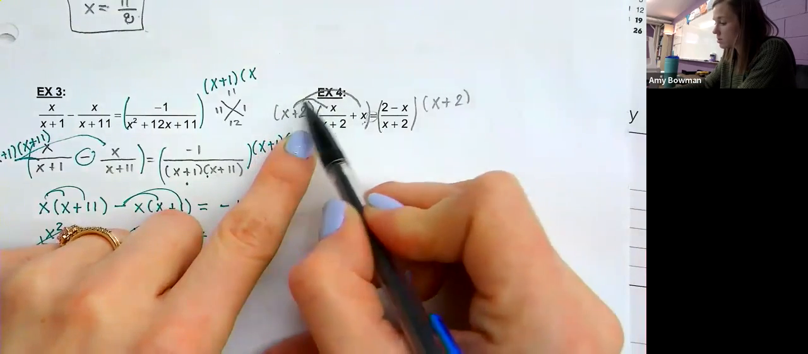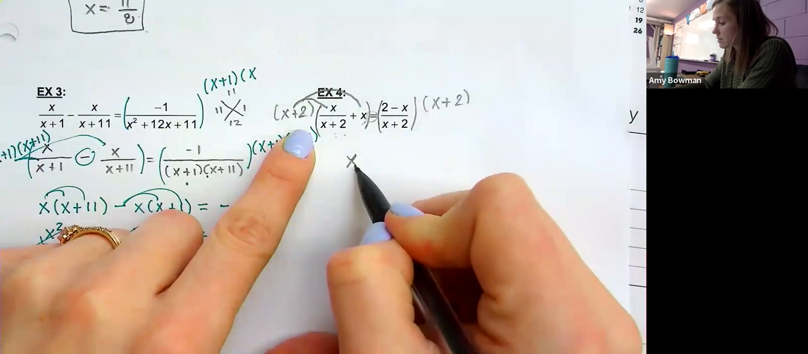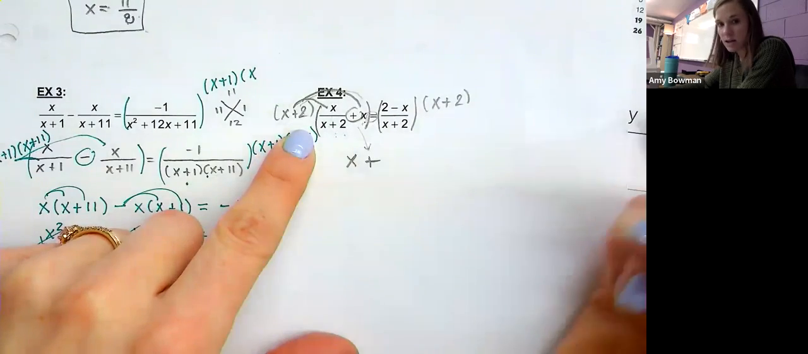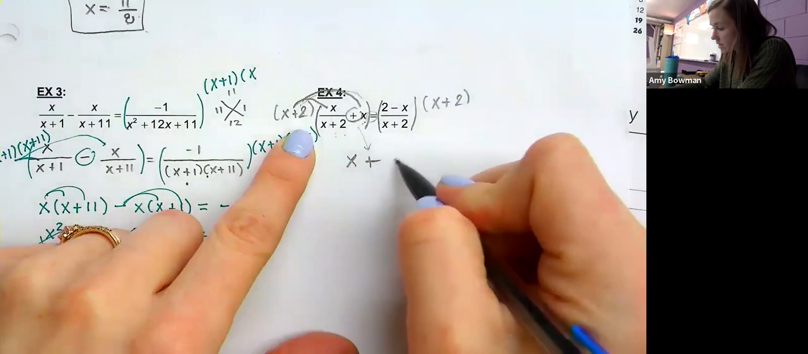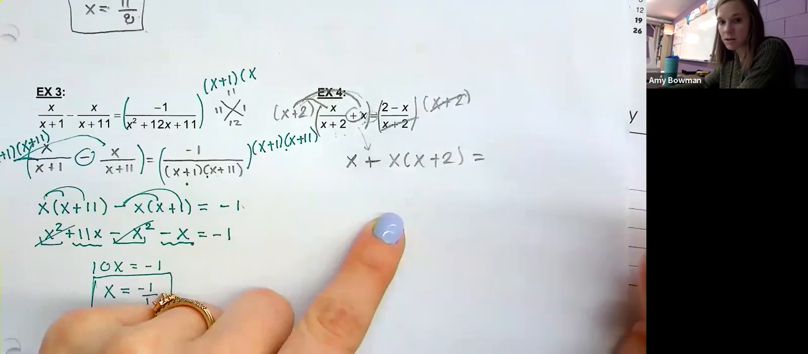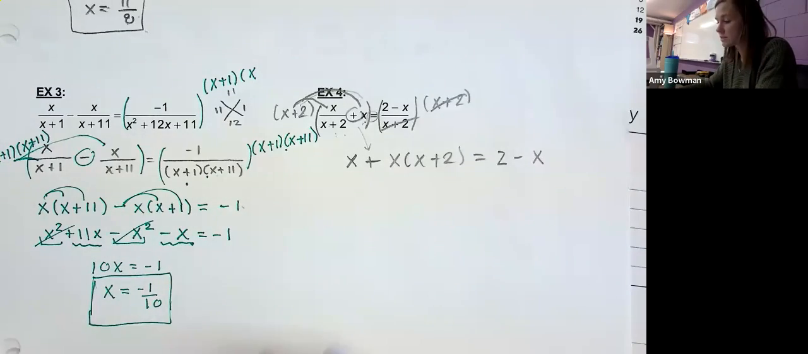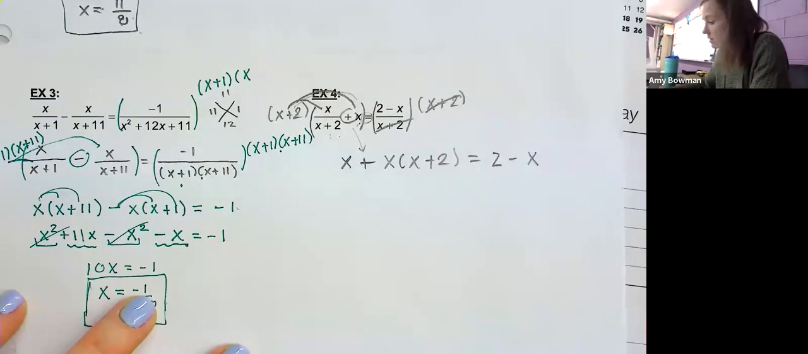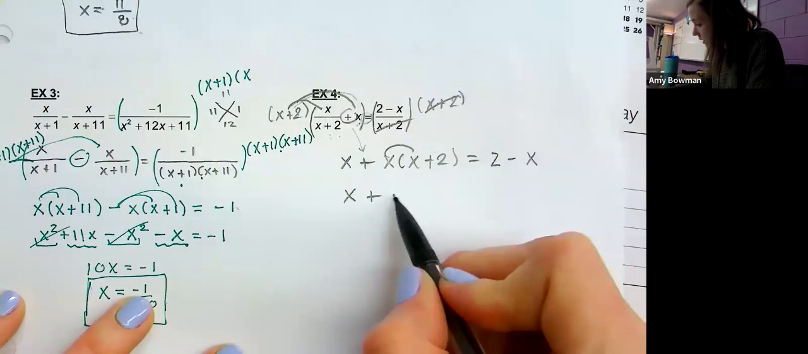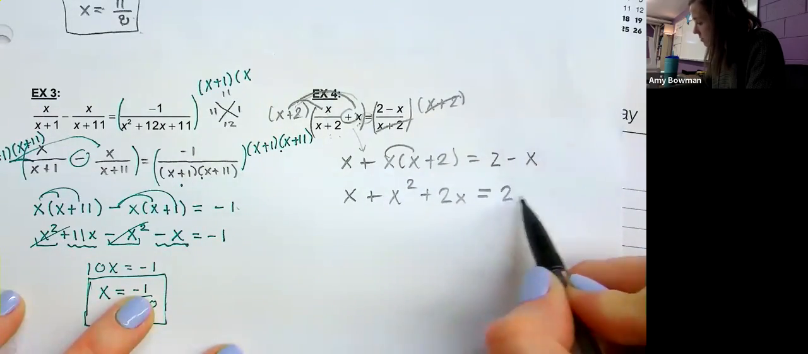So when we distribute x plus 2 here, the x plus 2 over x plus 2 cancels, and I'm just left with x. And then when I distribute it to the x, so that this plus is that plus, and then when I distribute it to the x, it's just x times x plus 2. And then on the right-hand side, it just cancels with the denominator, and I'm left with 2 minus x. Again, one step, and then the fractions are gone. The rest of this is pretty simple. All right, so distribute, we get x squared plus 2x equals 2 minus x.